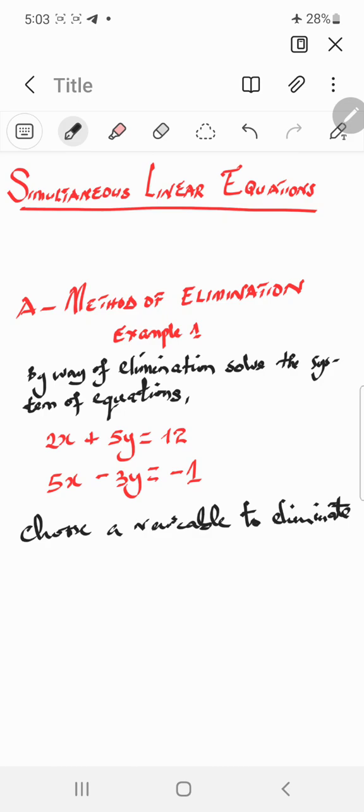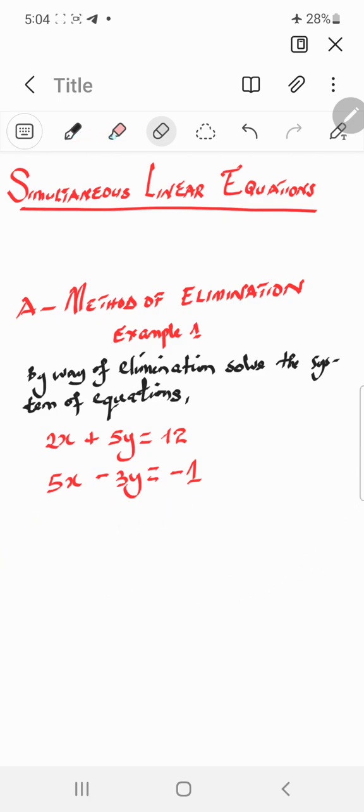And for that to be possible, the coefficients of that variable in both equations must become equal, so that if it is x we choose, we find a way that this coefficient here, 2 and 5, will become equal, so that when we subtract, we obtain 0. Once we get coefficient 0, the variable disappears. So how does that happen? Let's see it. It's very interesting.